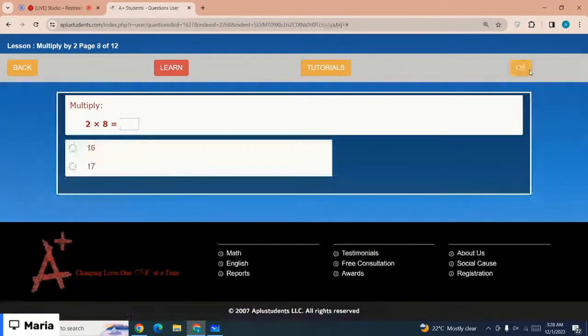Okay, the next one is 2 times 8 equal. Yes, the correct option is 16. 2 times 8 equal 16.